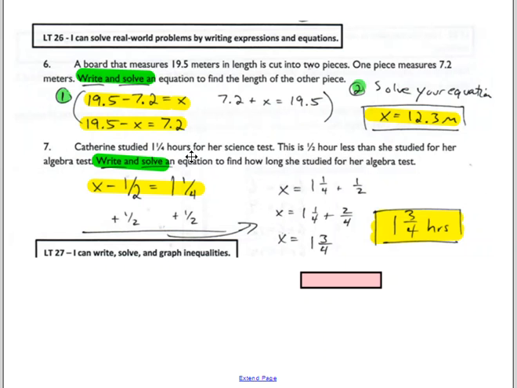All right, so that's a tricky one. Remember, this less than part, that's the part that sometimes messes kids up, because they'll do 1 1/4 minus a half. And that's not really what's going on here. Okay, it's the math test minus a half hour will equal the science test.